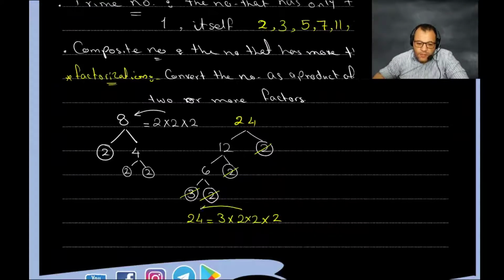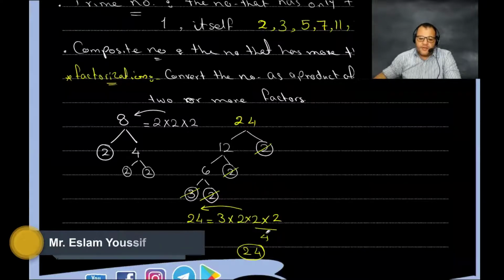If you multiply all of them together, you will find 24. We can check. 3 times 2, 6. 2 times 2, 4. If you multiply 6 times 4, the answer is 24. That's right? Yeah. Or you can multiply another way.